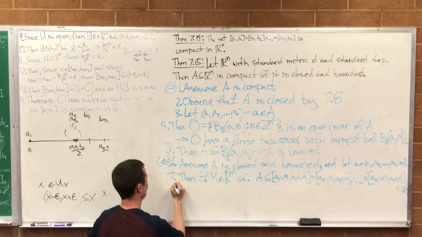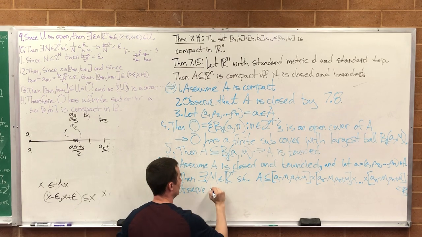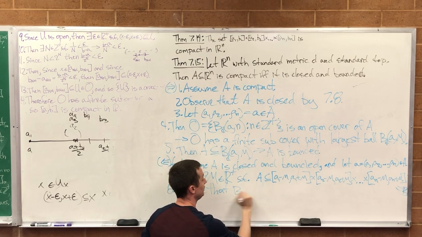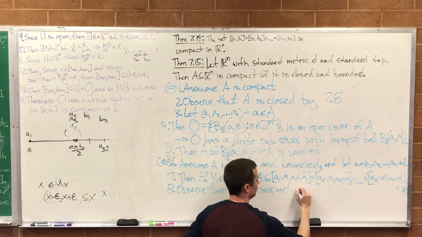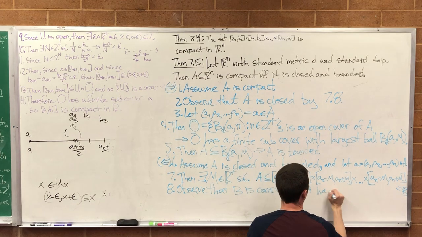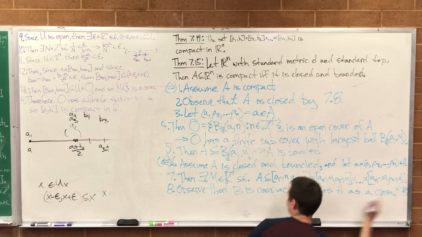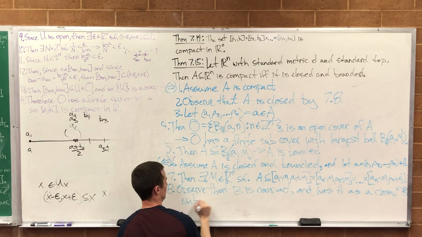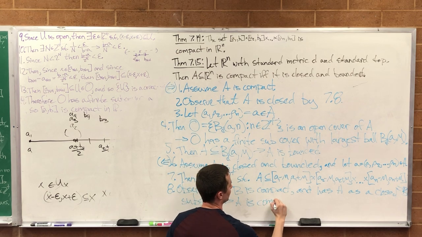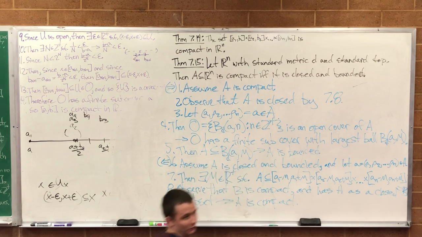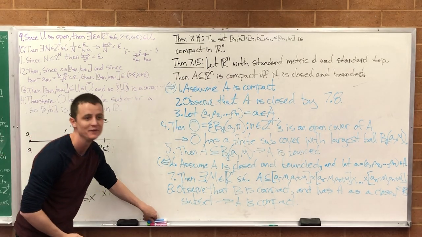So, eight. Observe that B is compact, just like we just said, and has A as a closed subset, which gives us A is compact. And this is why I was referencing right at the start of class the theorem that we were going to use, but that was the last thing we were going to need, so we waited.